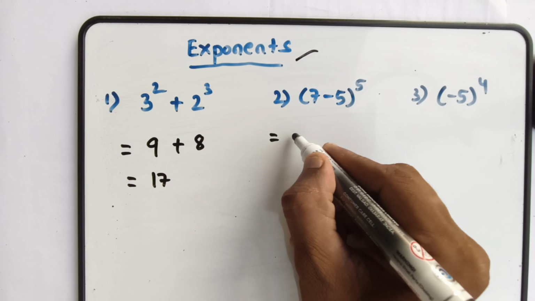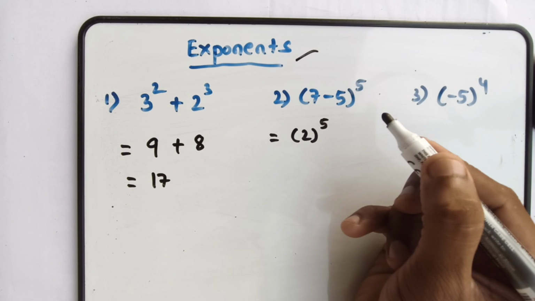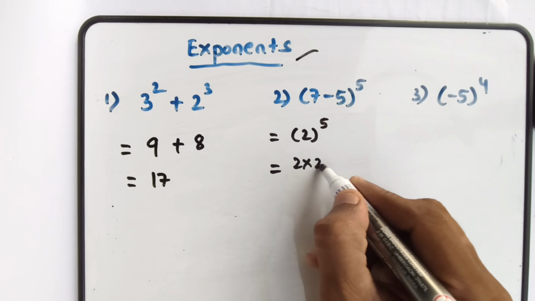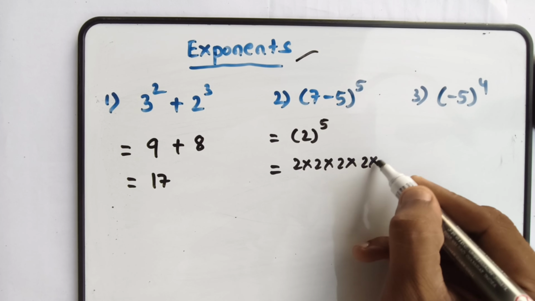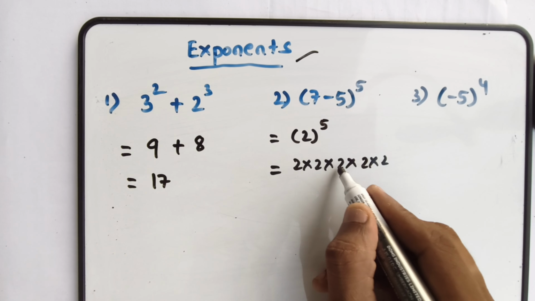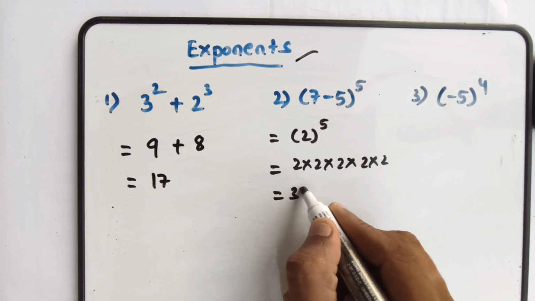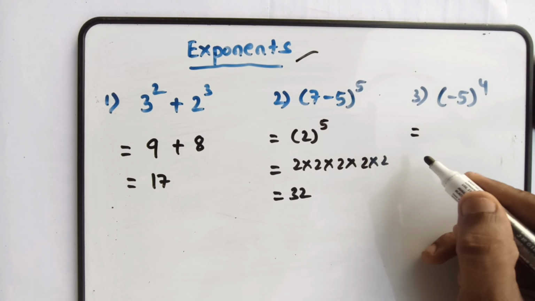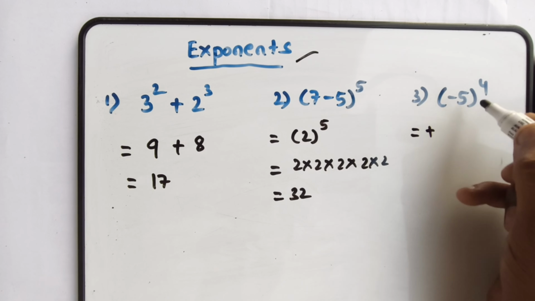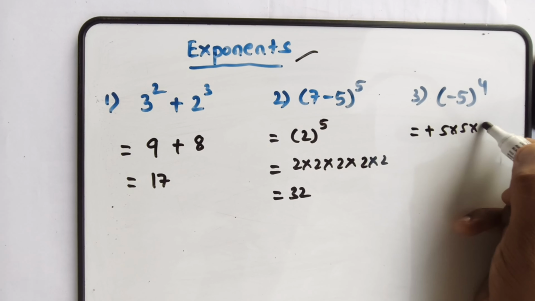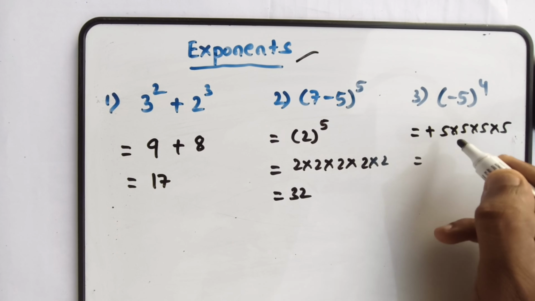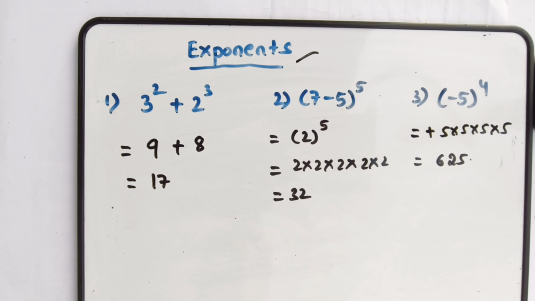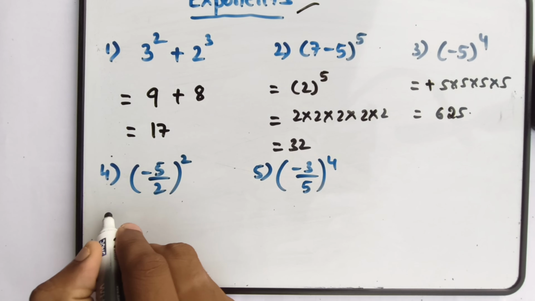Similarly, second question, (7 minus 5) to the power 5. We know that 7 minus 5 is 2, 2 to the power 5. How much do we need to calculate that? Multiply 2, 5 times. When we multiply 2, 5 times, we will get 32. 2 into 2 is 4, 4 into 2 is 8, 8 into 2 is 16, 16 into 2 is 32. Minus, when it is multiplied 4 times, it becomes plus. Minus to the power even number is plus. 5 fives are 25, 25 fives are 125, into 5, that is 625.